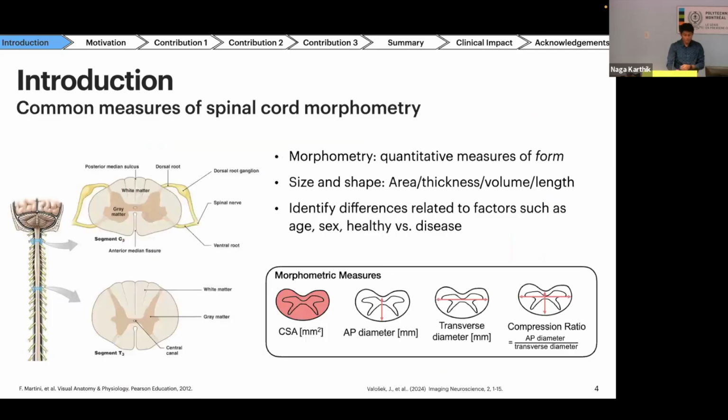But from an image analysis perspective, we are interested in measuring the morphometry of the spinal cord, which is essentially measuring the size, shape, area, volume, etc. These give us insight into how the quantitative measures change according to different demographic factors such as age and sex and so on. Some of the morphometric measures that we'll be looking at are shown as examples below.